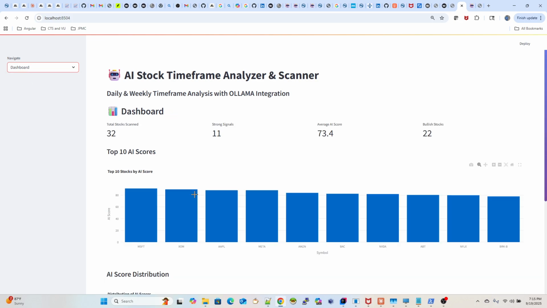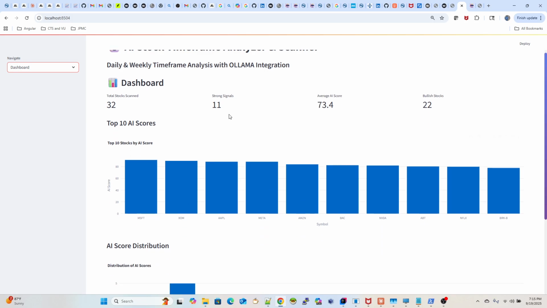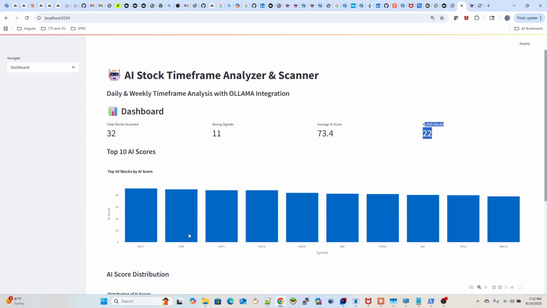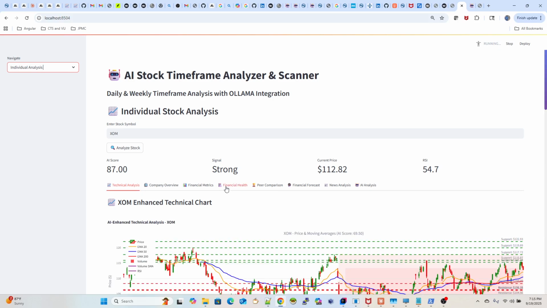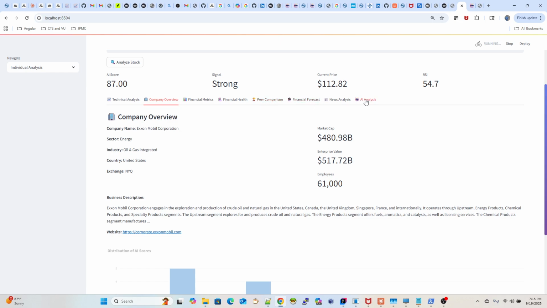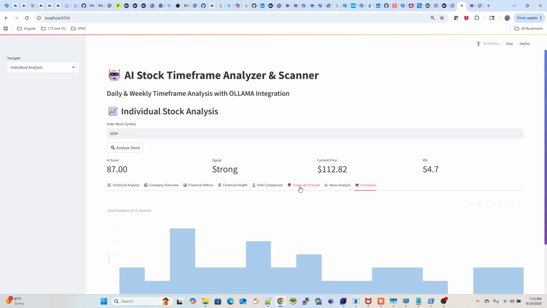The dashboard will tell you the overall top 10 strong signals, the total stocks scanned, and the AI score distribution. This is for the application. I like this one very much because it will generate the analysis in such a way.